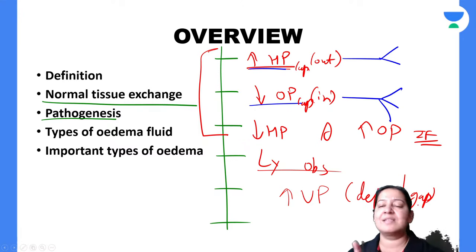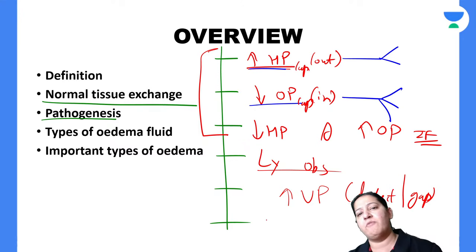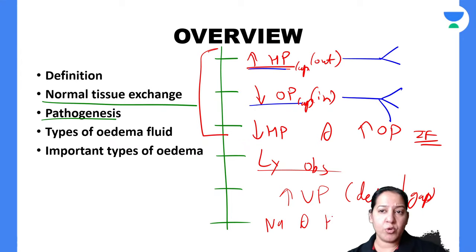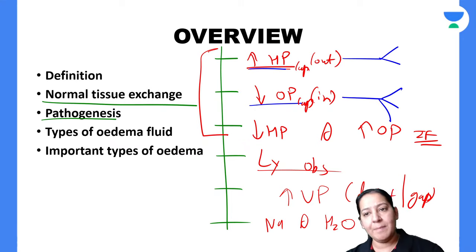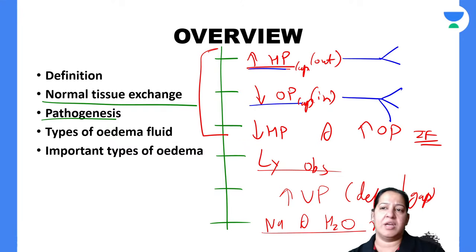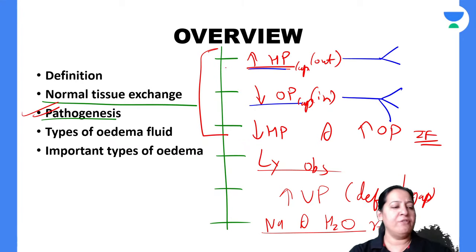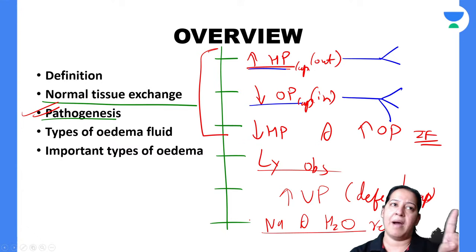And the last and the sixth reason for edema is sodium and water retention in the body. If the body is doing sodium and water retention, normal persons have 5 liters of blood. If instead of 5 liters you have 6 liters, 7 liters of blood, it can lead to edema. Sodium water retention can lead to edema. So tell me the 6 causes of edema in the pathogenesis. I will give you detail of all these 6 one by one.